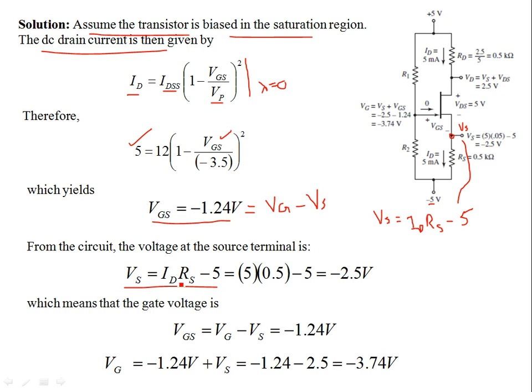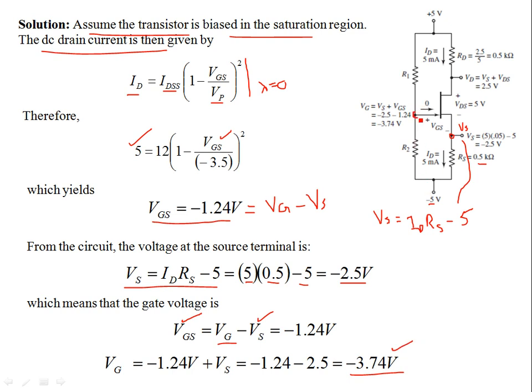So let's plug in the values. RS is 0.5 kilohms. So this RS is 0.5 over here. This is 5 milliamps, and then you have this constant biasing of minus 5 volts. This gives you VS of minus 2.5 volts. Now you have VS, and you know what VGS is, so you can find the gate voltage. This gate voltage comes out to be minus 3.74 volts. This gate voltage is over here.